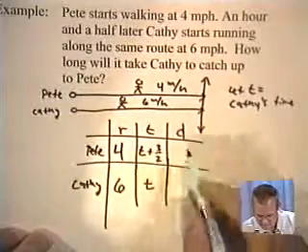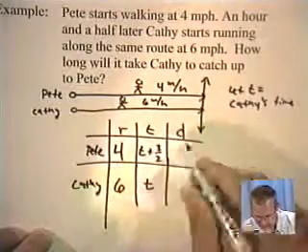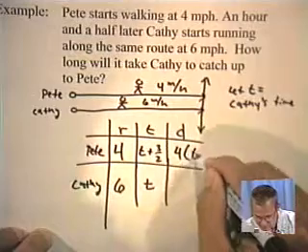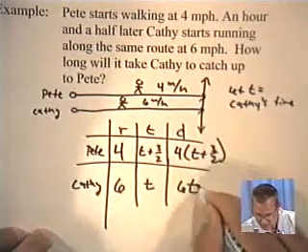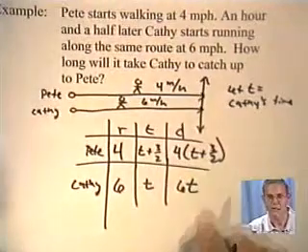Now notice, distance equals rate times time, so this distance must be 4 times (t plus 3/2). This one must be 6t. Now let's figure out an equation.